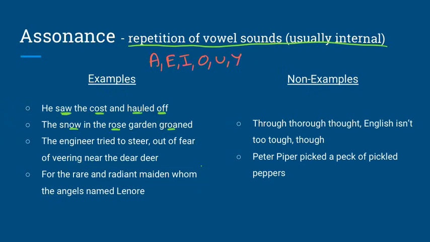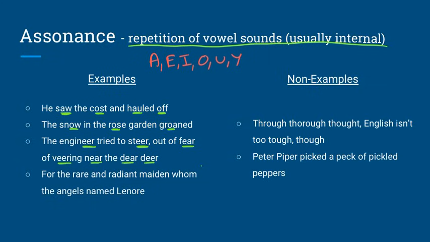Next, the engineer tried to steer out of fear of veering near the deer. The spelling, all you need to do is come up with pronunciation that is repeated. So as we see here, we have E-E, E-E, E-A, E-E, E-A, E-A, and E-E. Regardless of how they're spelled, they all sound the same.